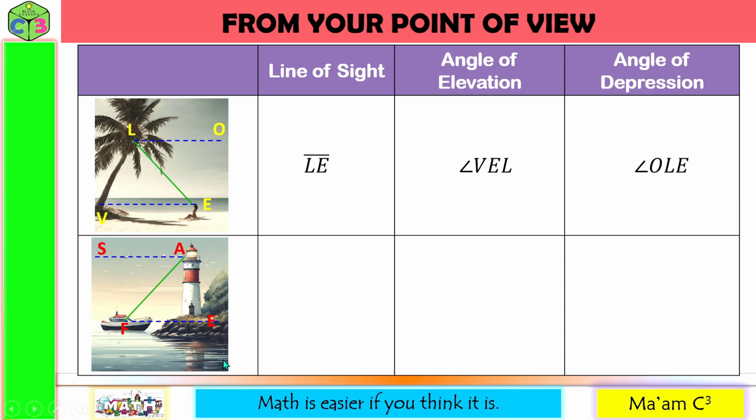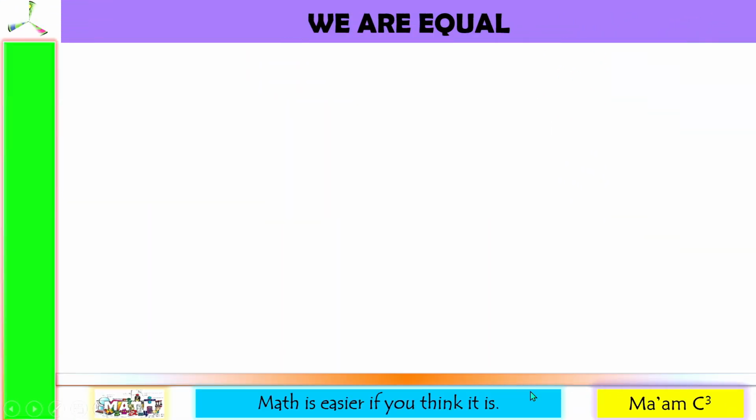For the second picture, the line of sight is line segment AF or FA. The angle of elevation, here is the line of sight. It should be above the horizontal line. So the angle of elevation is AFE or angle EFA. And the angle of depression is angle SAF or angle FAS.